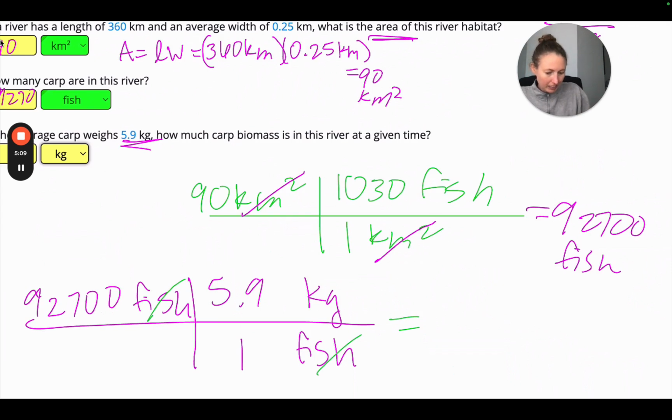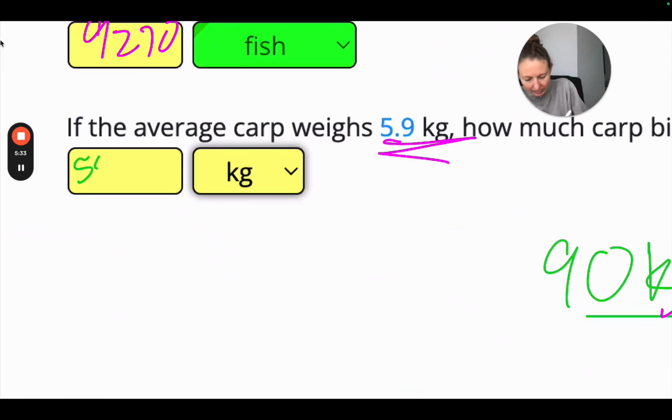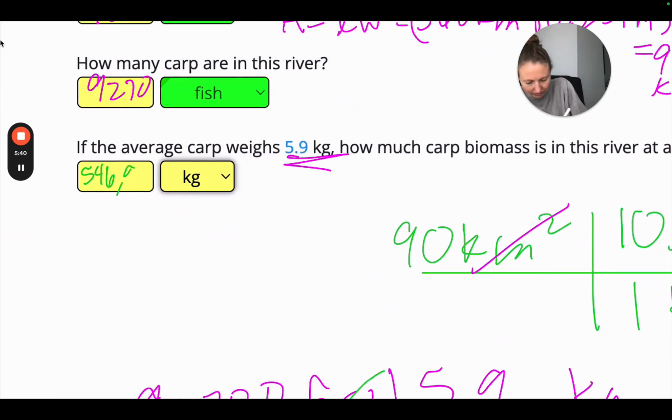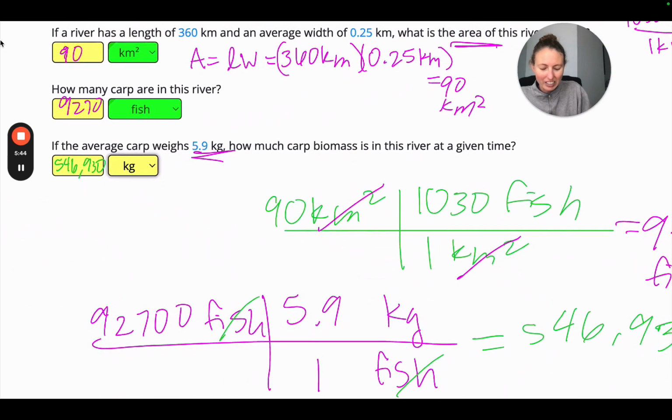And I can take that answer that I had earlier, multiply it by 5.9. And I have 546,930, which is a lot. And if you've learned about invasive carp, then you know that they can kind of take over an ecosystem.